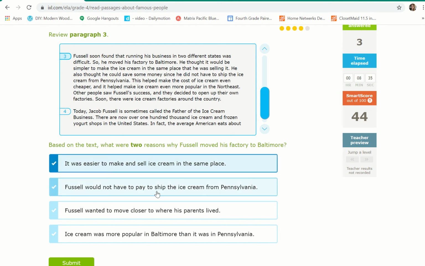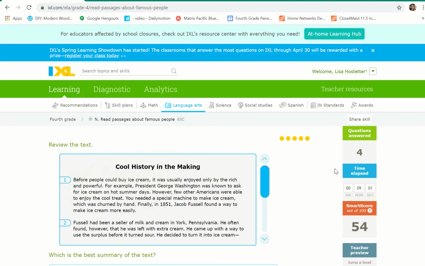Fussell would not have to pay to ship the ice cream from Pennsylvania. It did talk about how he would save money because he wouldn't have to ship it, so that could be one. Fussell wanted to move close to where his parents live. That article doesn't say anything about his parents. Ice cream was more popular in Baltimore than it was in Pennsylvania. And that wasn't true either. That wasn't a fact that was said in this article. So these two are the best reasons why. Submit. Okay?